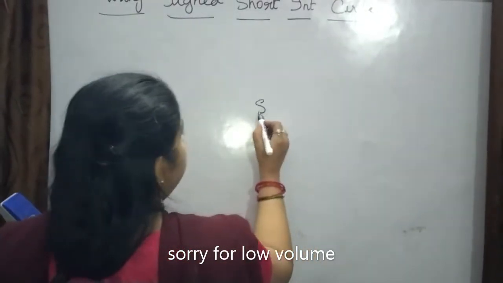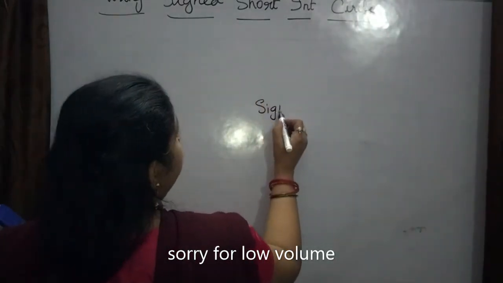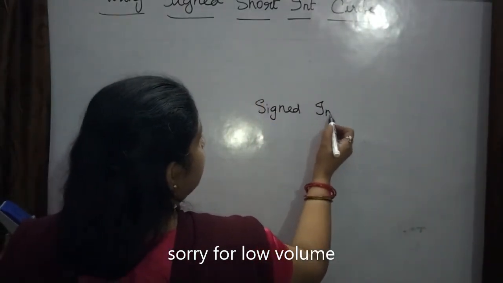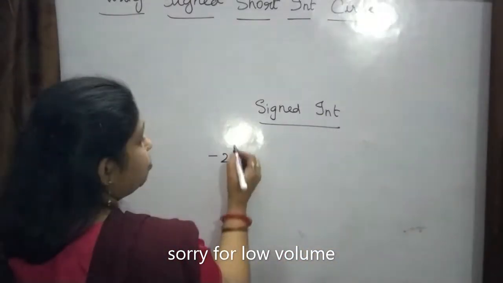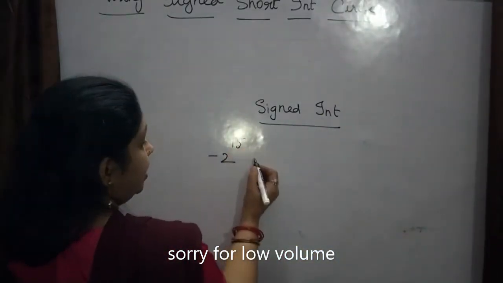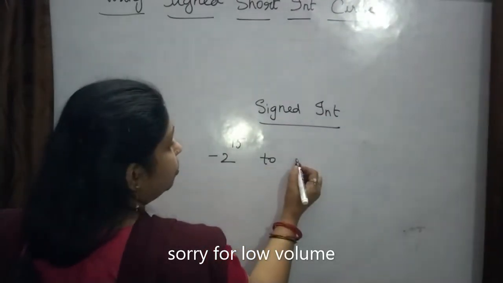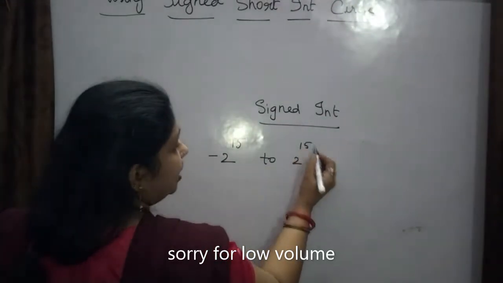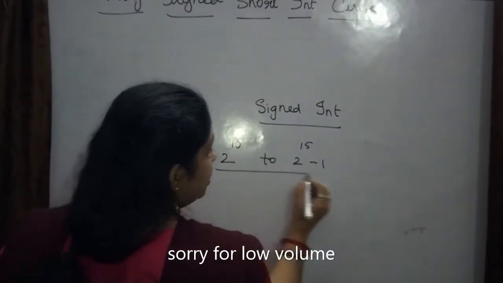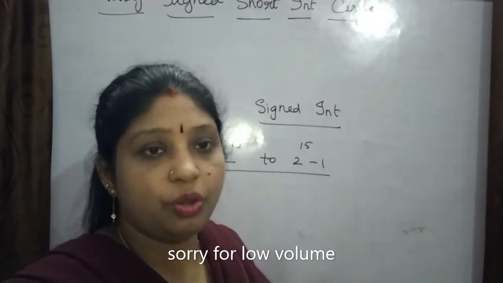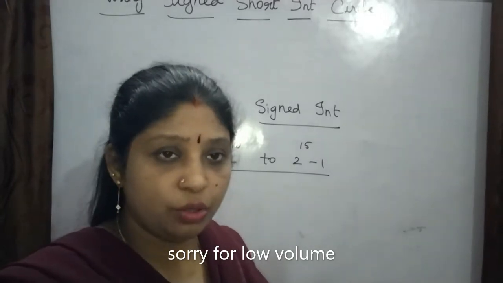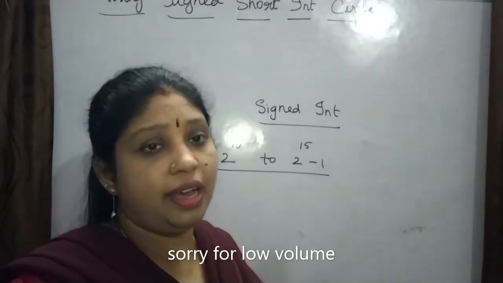For example, I am taking signed only. For signed int, the range is minus 2 to the power of 15 to 2 to the power of 15 minus 1. So this is the formula to calculate the range of the values. What is the range of the values? All those things I explained in the last class.